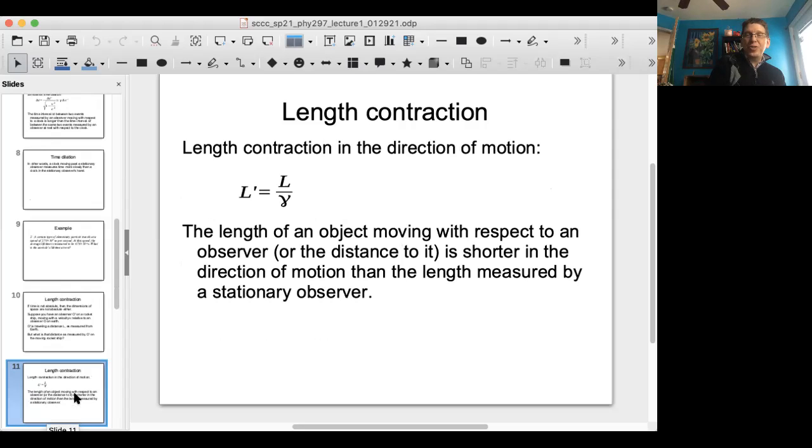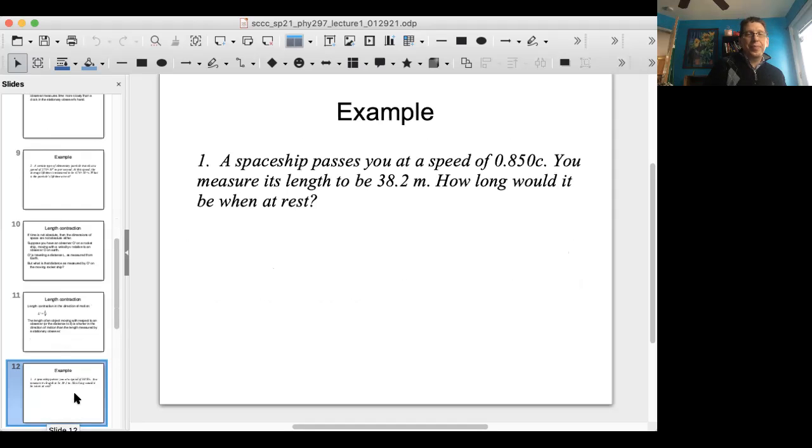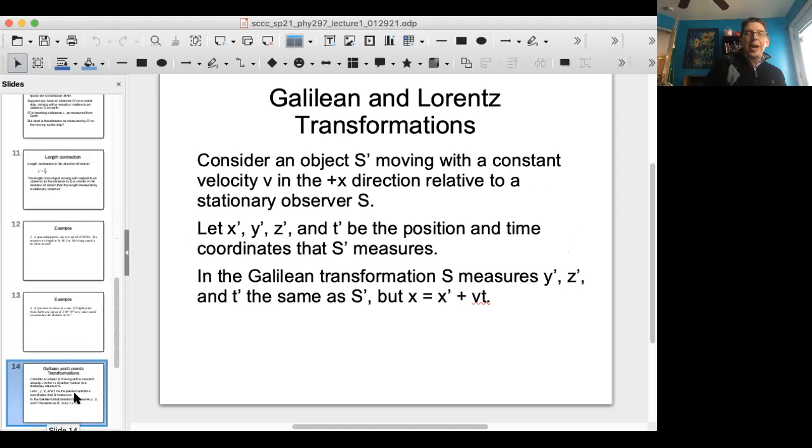So if you're moving towards an object, it will appear closer to you than it will to a stationary observer. And the closer you are to the speed of light, the closer that object will appear. And then you start to talk about, well, that's position. If position and time are relative, doesn't velocity have to be relative as well? And the answer is yes.